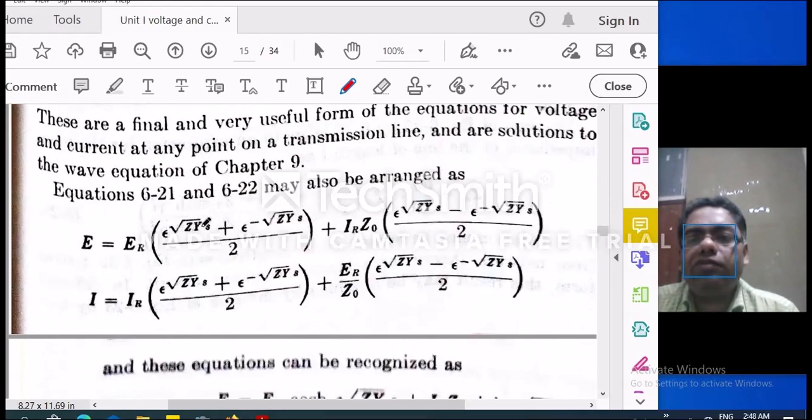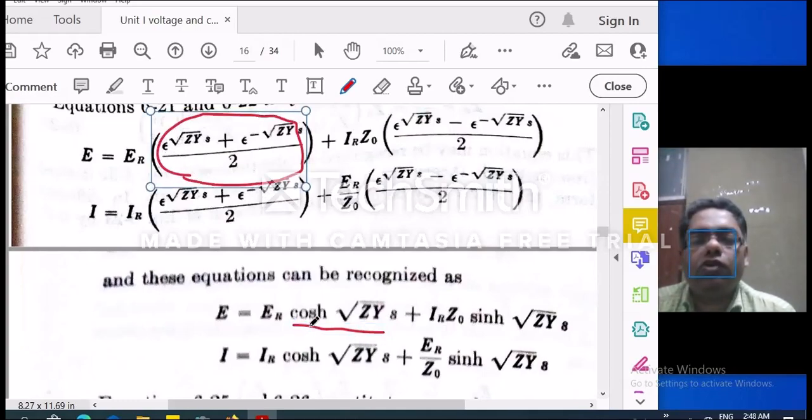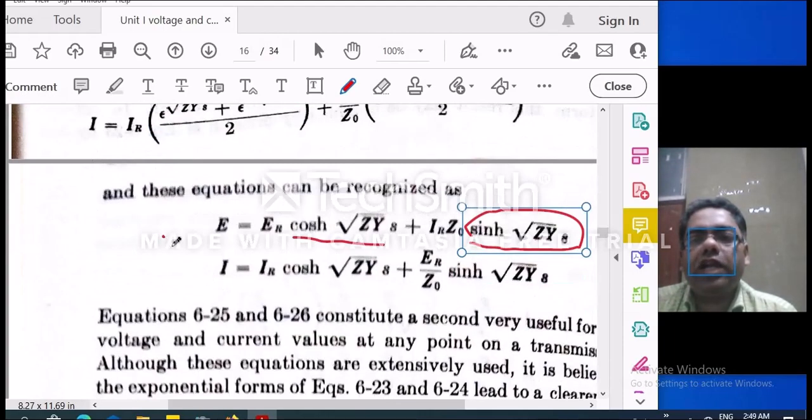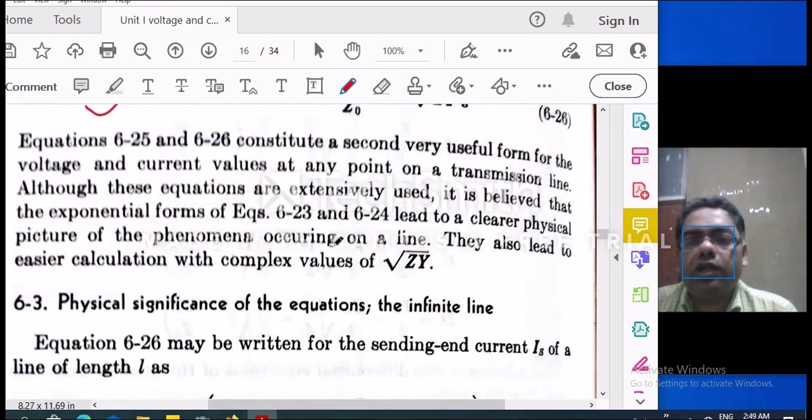Now we know that e to the power theta plus e to the power minus theta, by 2, can be written as cosh of root ZY S. This full expression can be written as cosh. Similarly, the expression with minus can be written as sinh of root ZY S. So we can write this in these 2 forms. This is also a very popular form of writing the voltage and current on a transmission line.